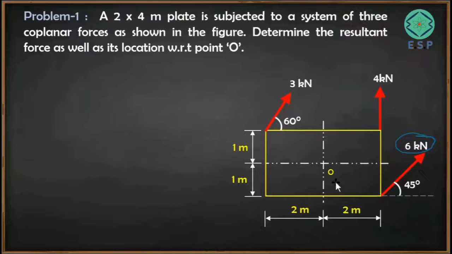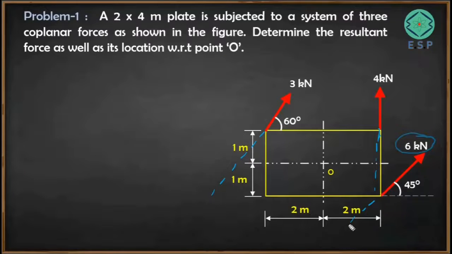So here we have got point O, friends, and we need to find out the location of the resultant force with respect to point O. Now let me remind you again, this is a system of coplanar non-concurrent forces, because if I extend this force and these two forces, they are not going to cut at the same point. They'll be cutting at different points.